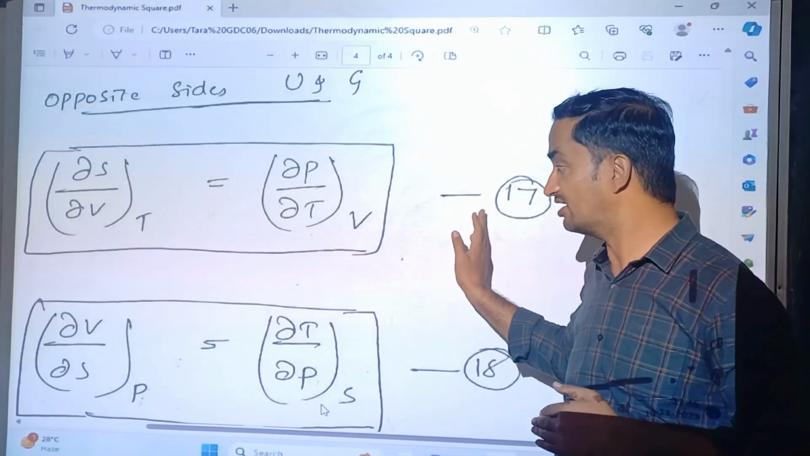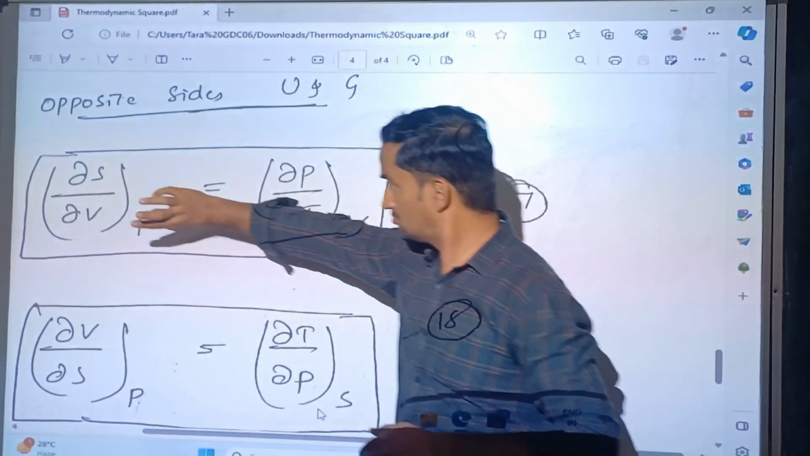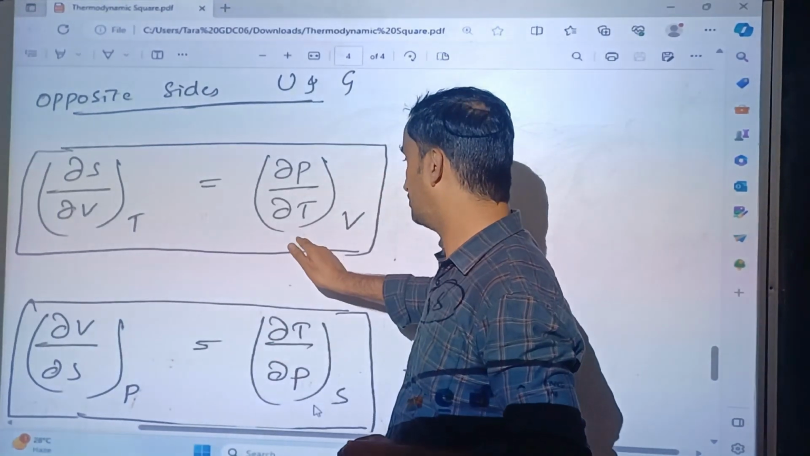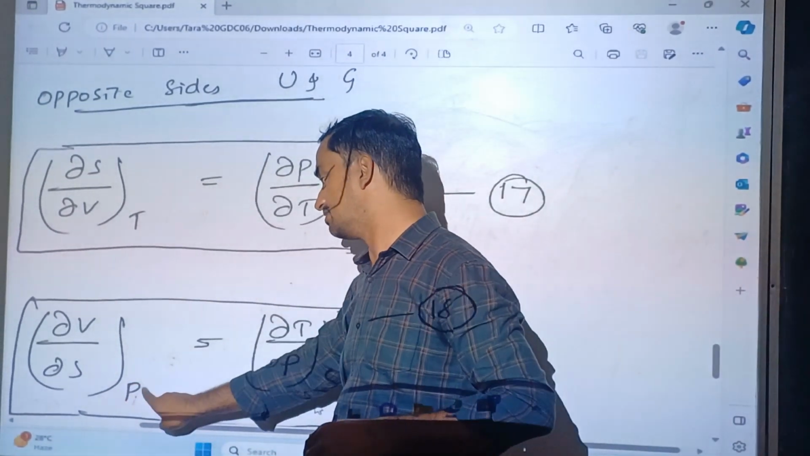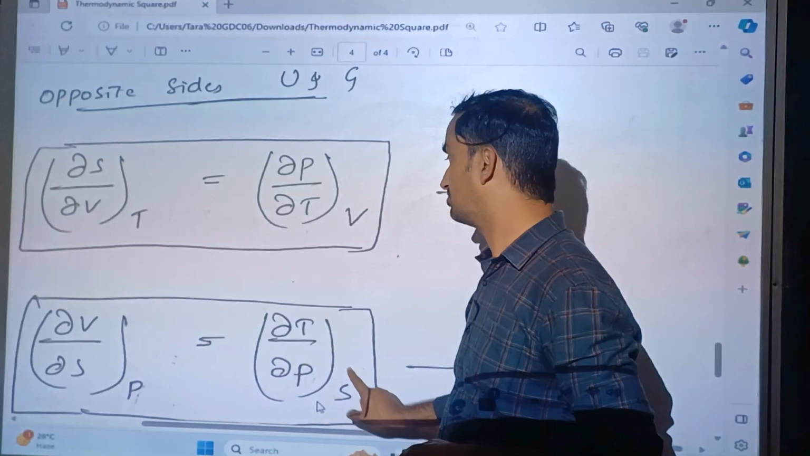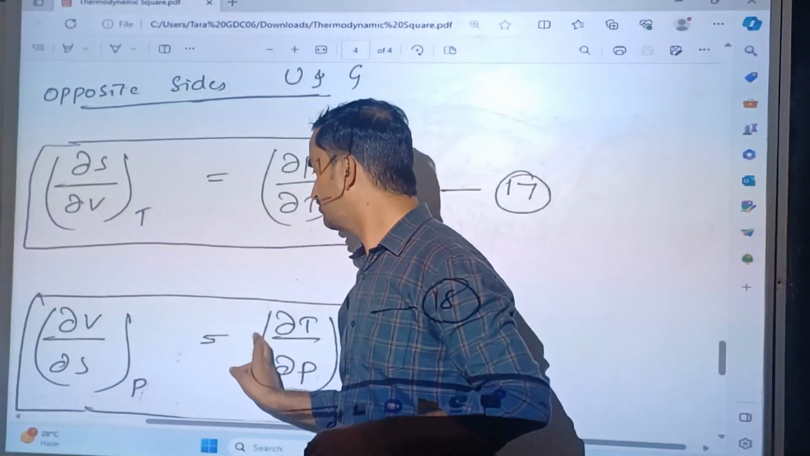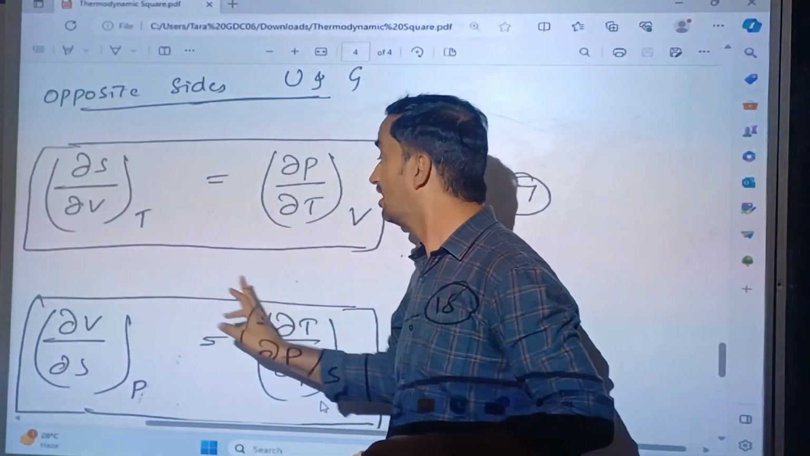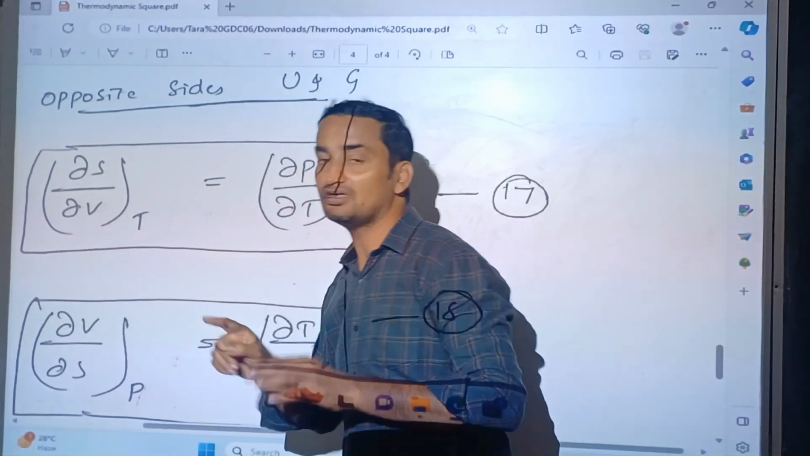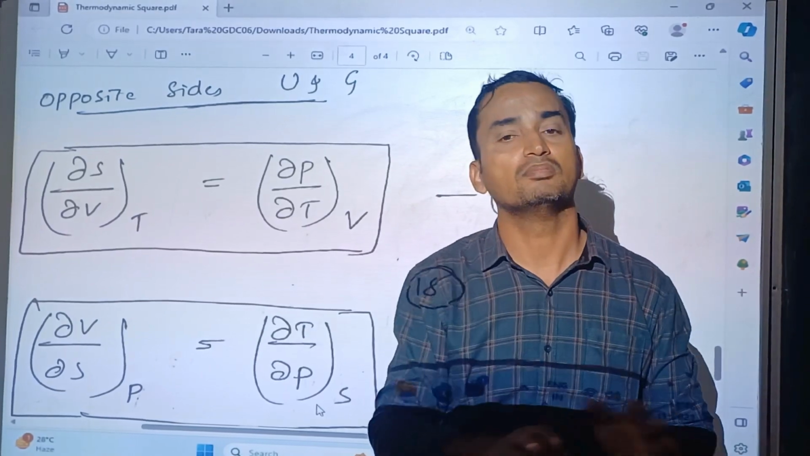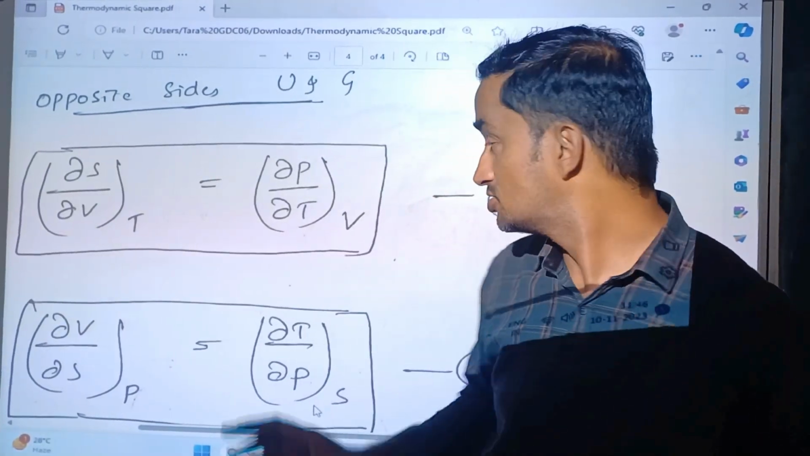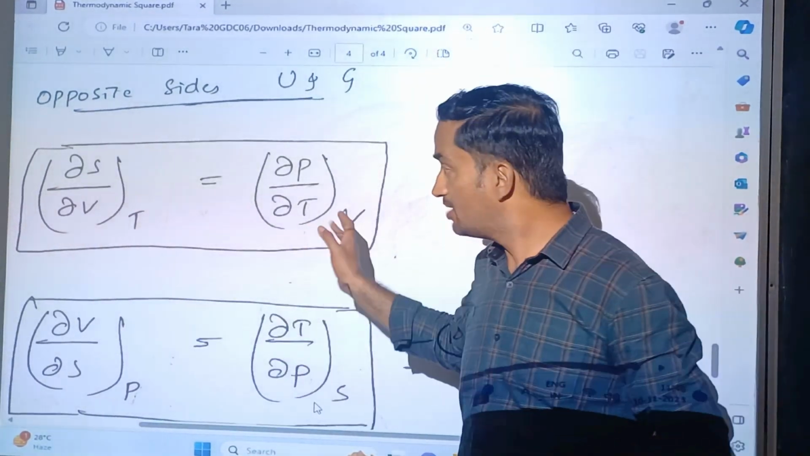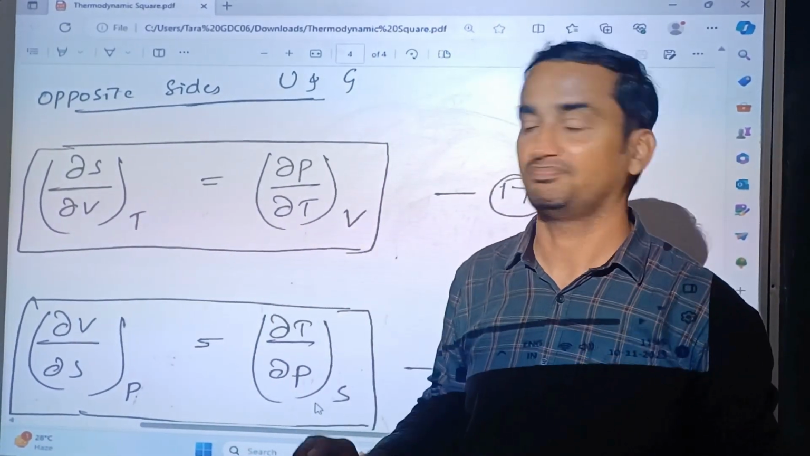First one, Maxwell relation 1. Now the second one is upside down, that is like this: ∂V/∂S equal to ∂T/∂P. But the opposite variable here is pressure, here it is entropy. If you see the thermodynamic square, in the case of ∂V and ∂T, both are negative. But since both are negative, we are getting positive values again. So this is relation 18, the Maxwell second relation.